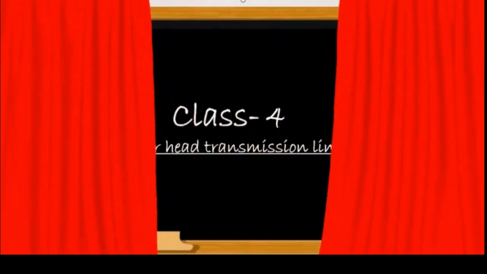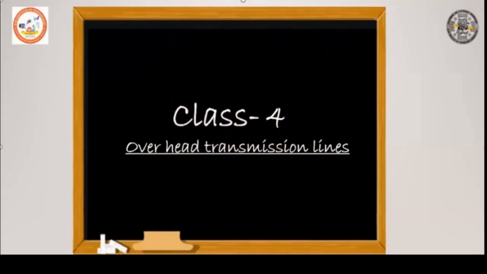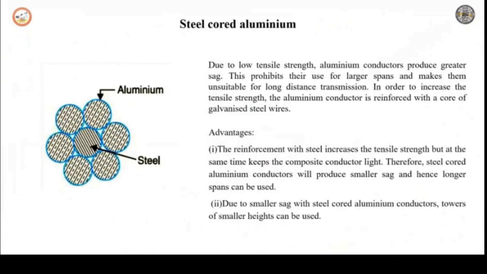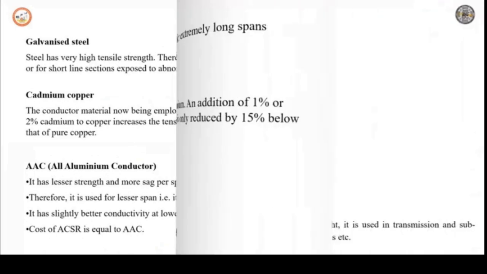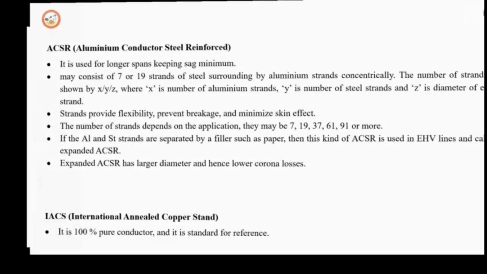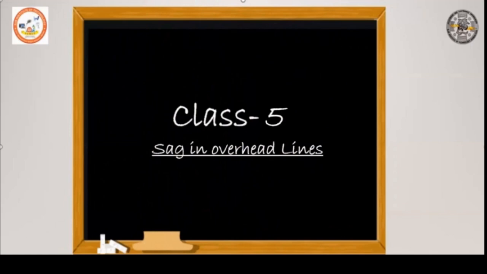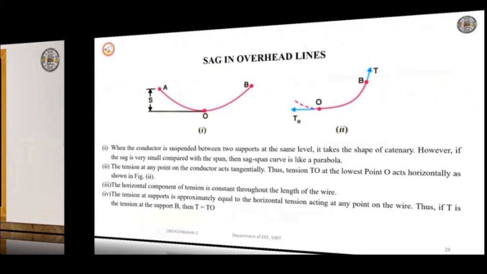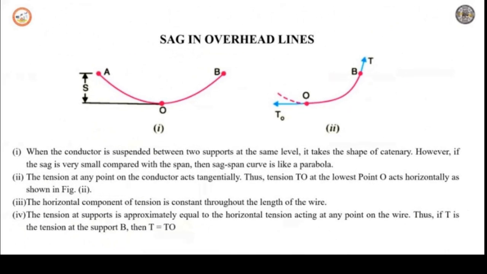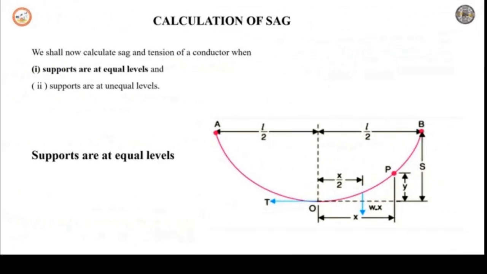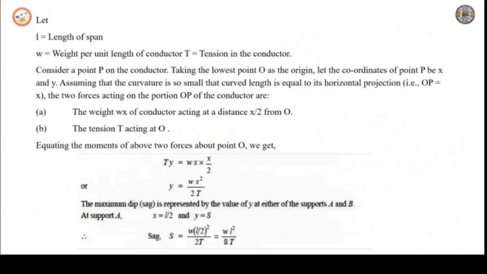Next, we have discussed the overhead transmission lines. In that, we have discussed different types of conductor materials and conductors, properties of conductors, the characteristics it should have, and also we discussed bundled conductors. And next, we went to sagging of overhead lines in class 5. We discussed sagging of overhead lines when supports are at equal levels, and how the calculation can be done.